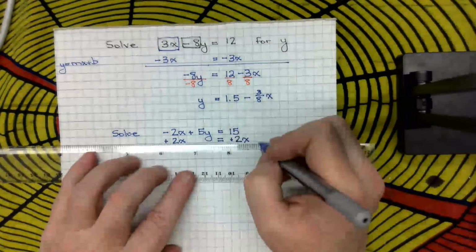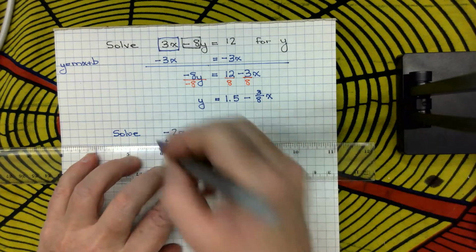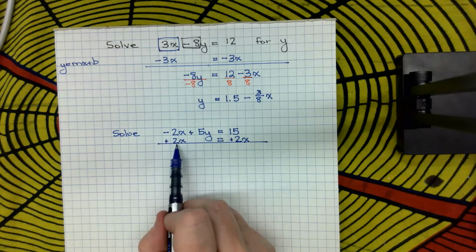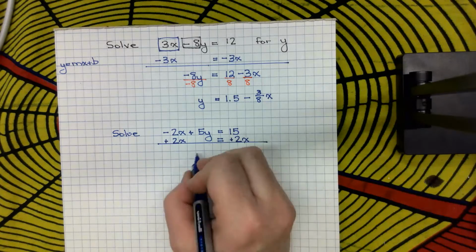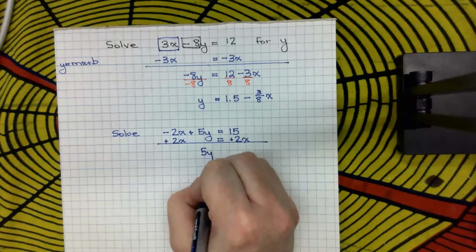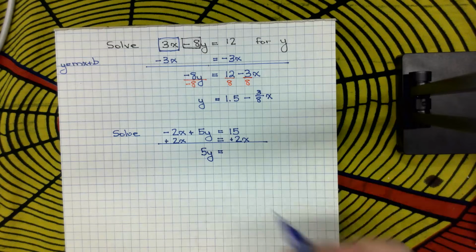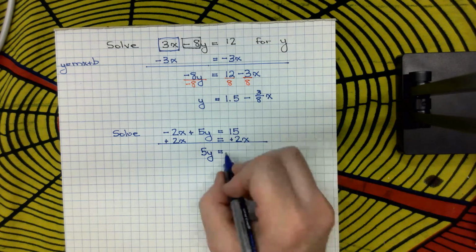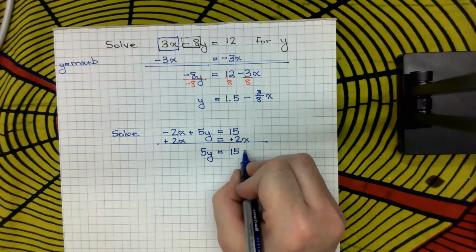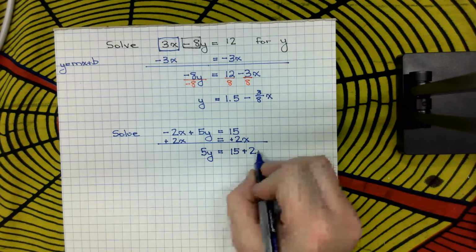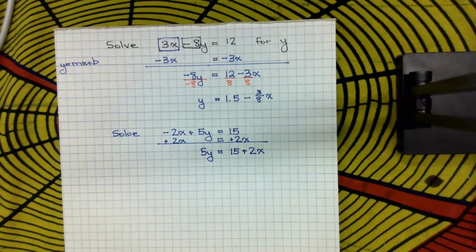So now, if I do negative 2x and then if I add 2x, I have nothing. So that becomes nothing. Then I have my 5y. Well, I haven't done anything to the 5y, so it's still 5y. Then I have 15 plus 2x. Because they're not both numbers and they're not like terms, I have to write it as 15 plus 2x.